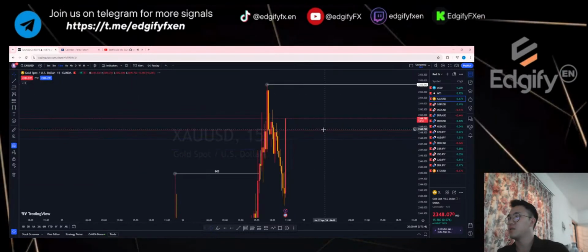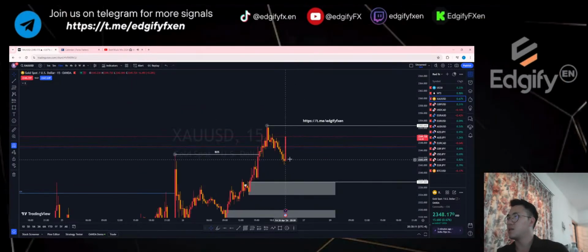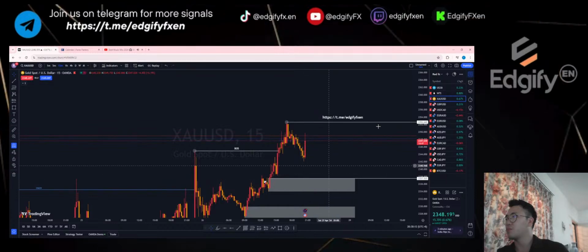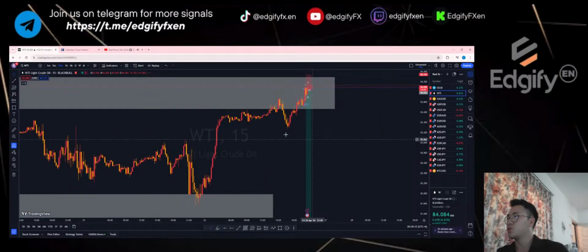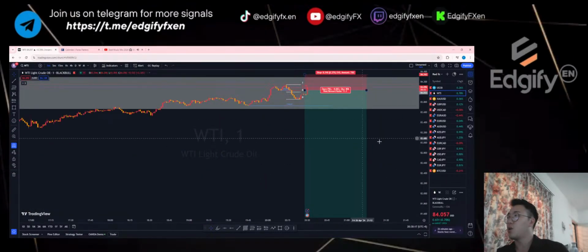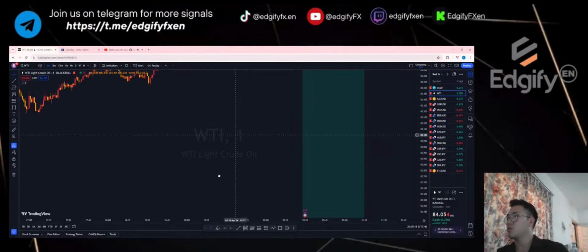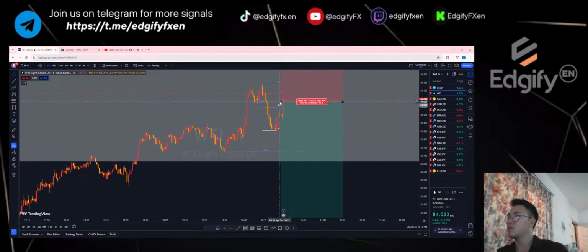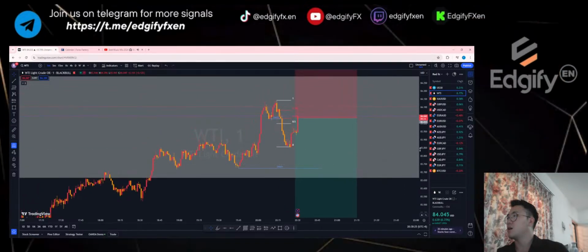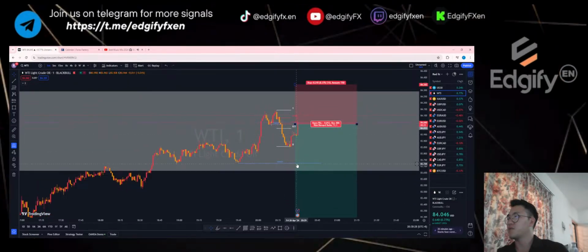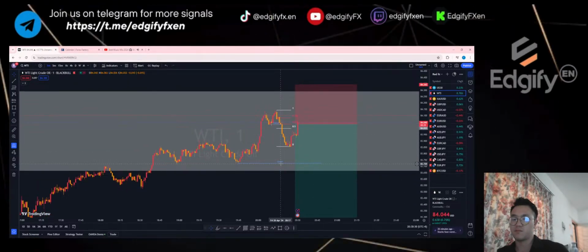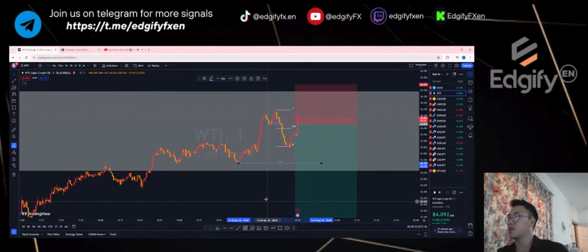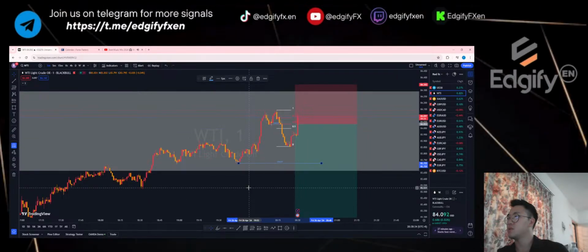So this one has pumped already. Gold pumped before the tap in here, and oil, basically WTI, also pumped. If you are on the 618, you would have taken an entry already. But for me, I'm not in yet. Like I've said, I'm waiting for this low here to be taken out.